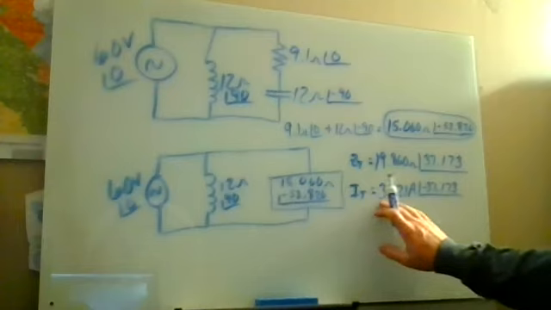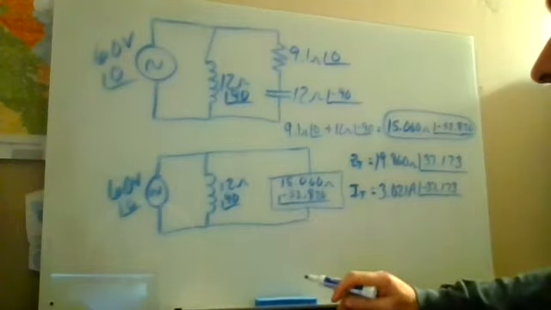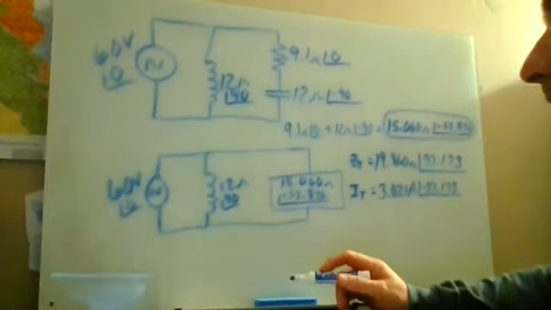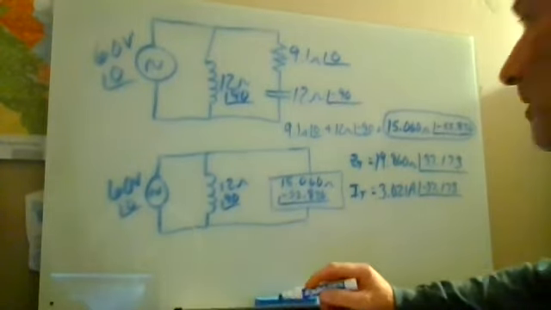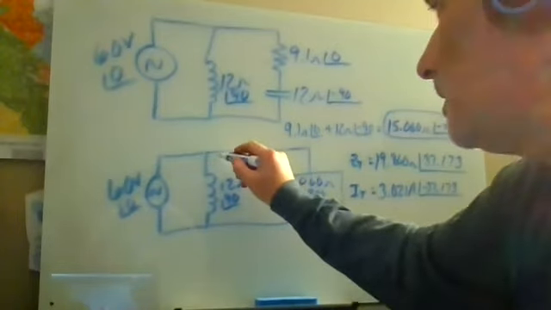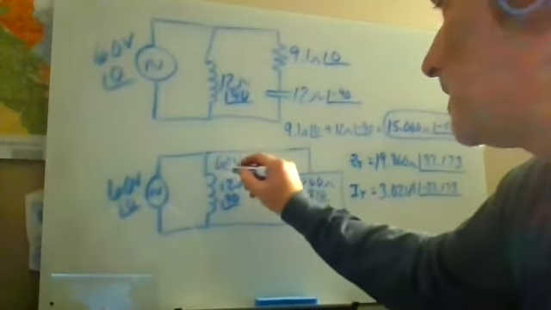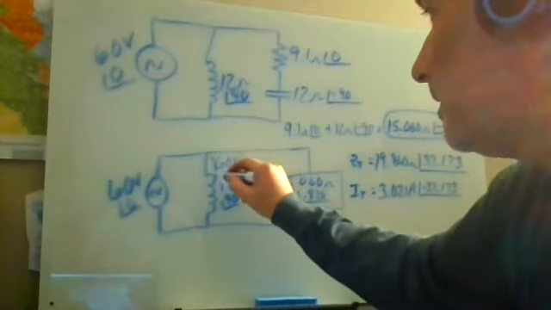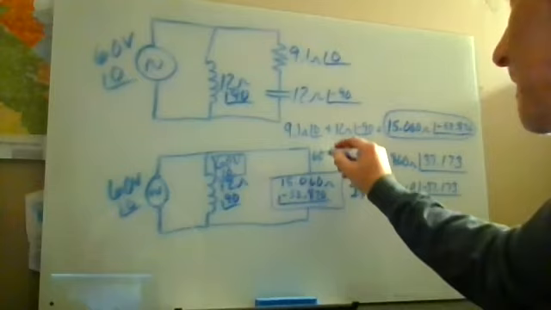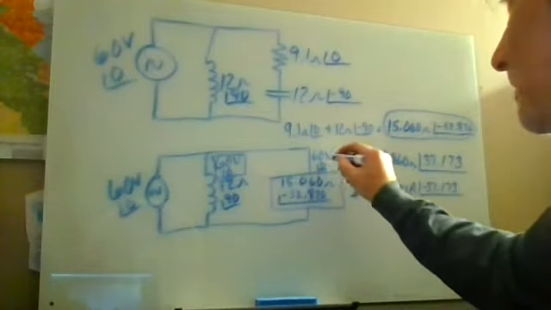I need this so when I get my currents here, I can check, because in series parallel, we get the voltage and the current for each component. Well, these are in parallel, so I know this voltage drop is going to be 60 volts at an angle of 0.